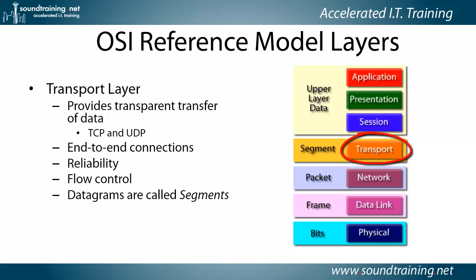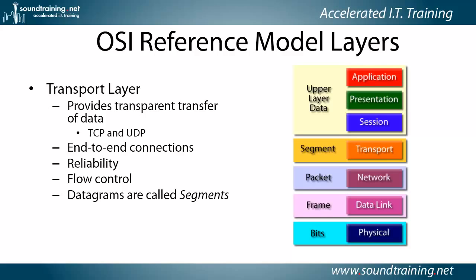This is layer 4. It provides transparent transfer of data. Protocols that operate here are TCP and UDP. TCP for reliable connections and UDP for unreliable or non-reliable, maybe is a better way of describing it. In this case, non-reliable is not necessarily bad. It simply means there's less overhead because there isn't the error checking that happens with TCP nor the confirmation of delivery.